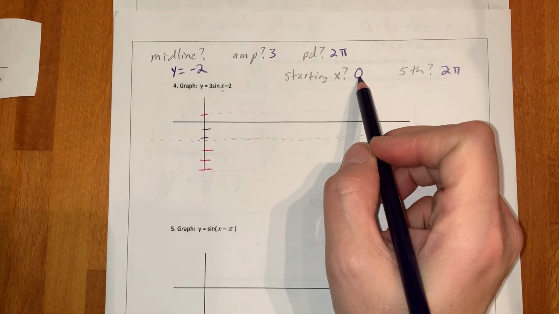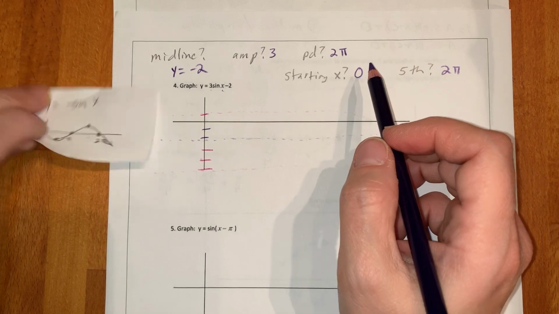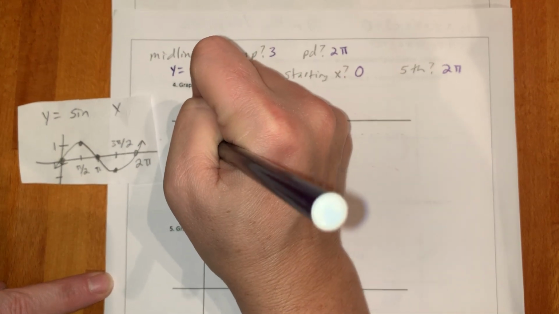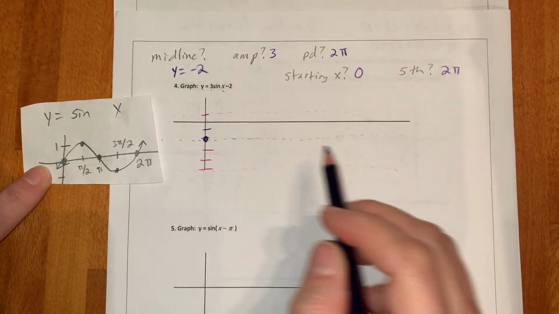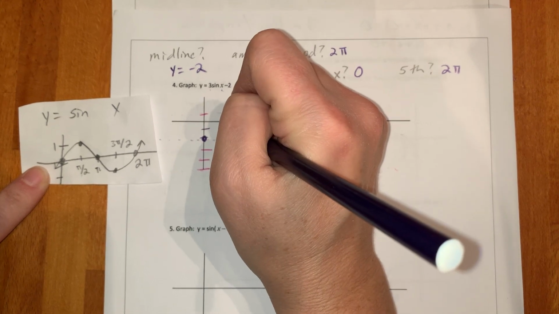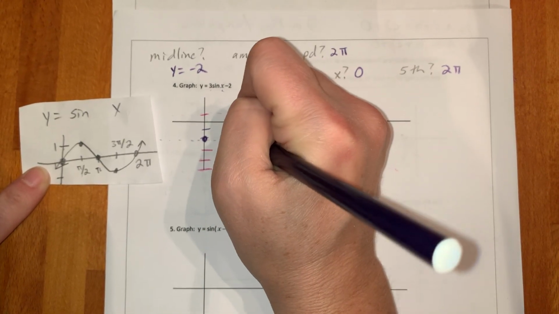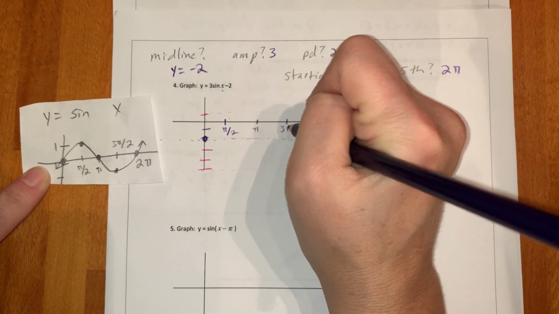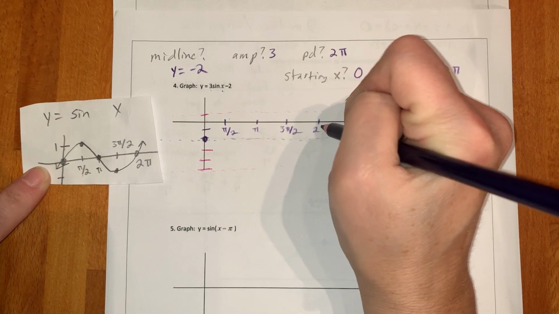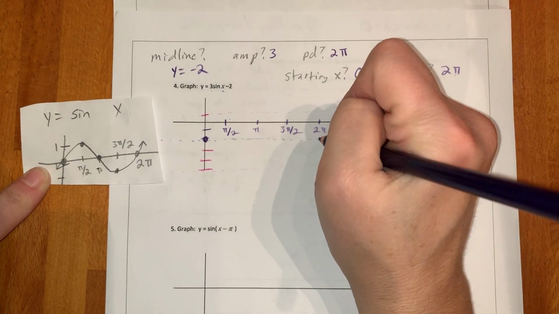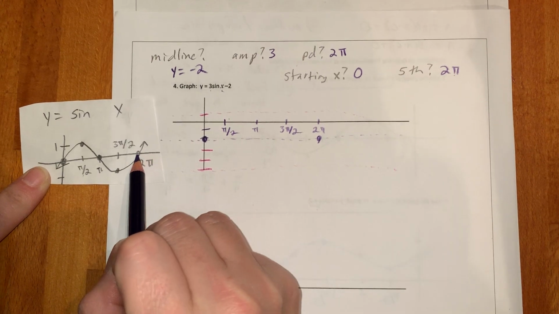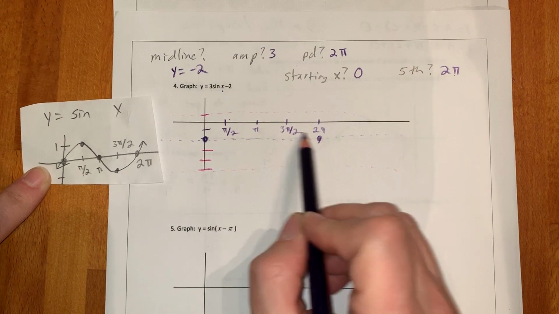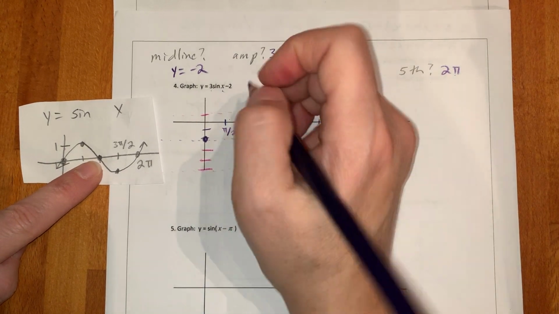Starting x value is 0. Let me get my little handy dandy graph. And I'm going to start here on the midline. Pi over 2, pi, oh, those are not even, sorry. 3 pi over 2, 2 pi, that's my 5th one. See how this is on the midline? This is on the midline. Now I'm going to go in the middle. What's in the middle between 0 and 2 pi? 1 pi, that's on the midline.